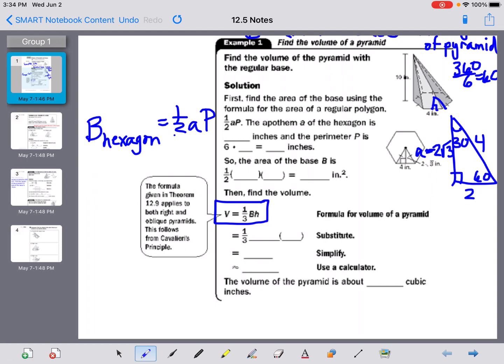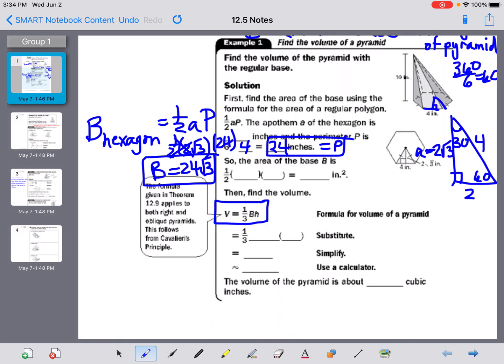So I do have my apothem of 2 radical 3, but I also need my perimeter of the hexagon, not that triangle we just did, but the hexagon. Well, there's 6 sides on a hexagon, and each of them are 4, so 6 times 4 is 24. That gives me my big P, okay? So I'm going to multiply 1/2 times 2 radical 3 times 24. Well, 1/2 of the 2 just takes away the 2, and I get 24 radical 3 for my big B.